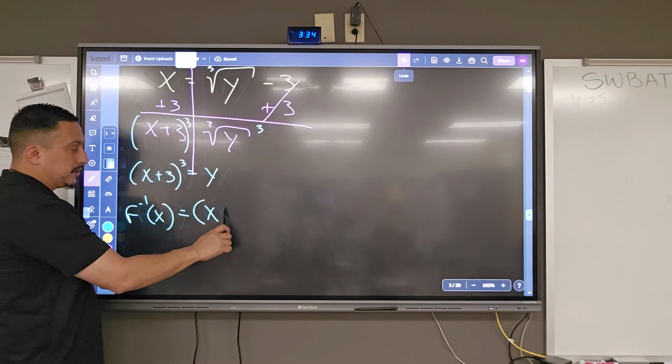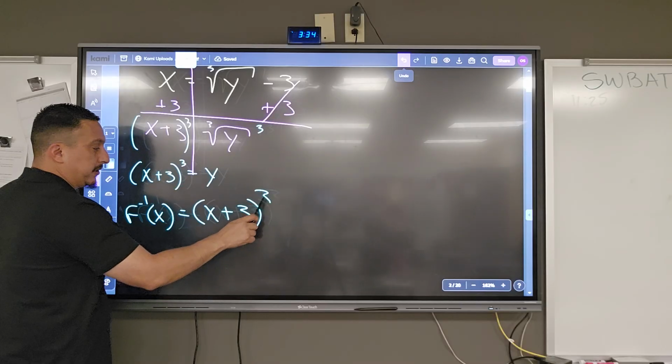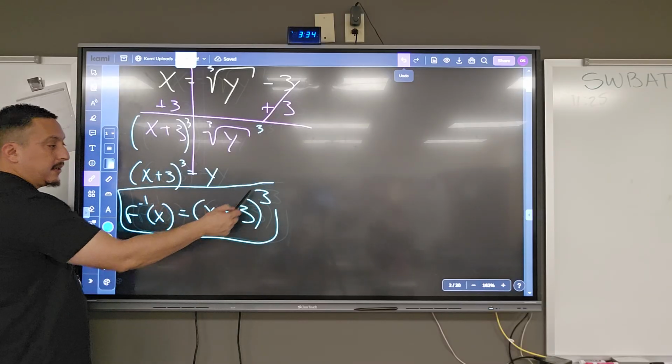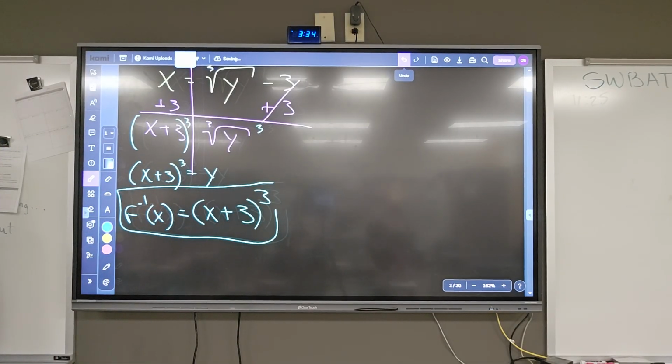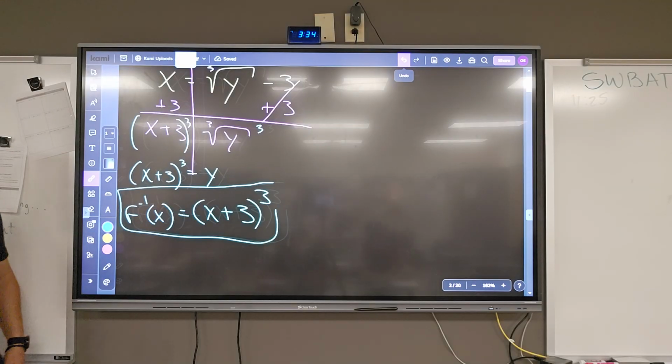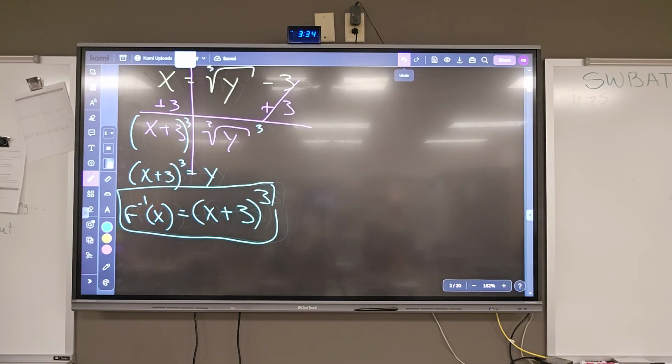This is my official inverse. You don't have to go and multiply that by nominal 3 times or anything. You just leave it like that. What do you guys think? Is it making sense? Got it?